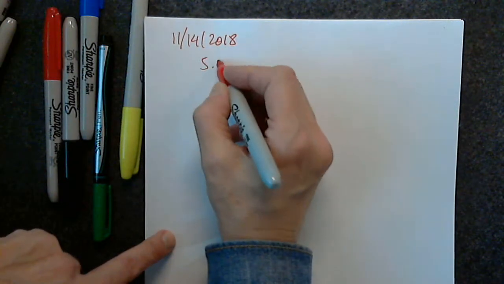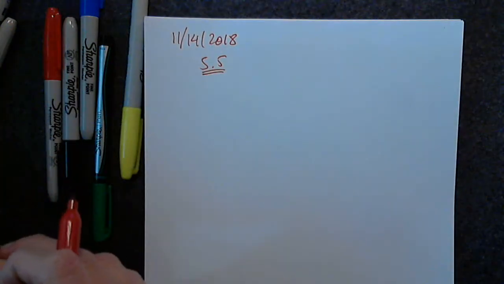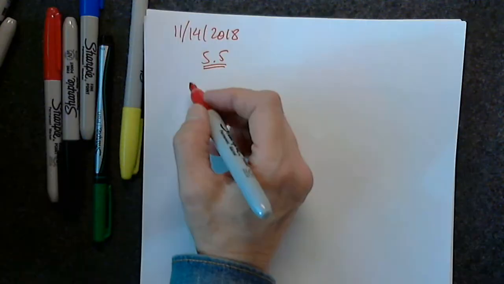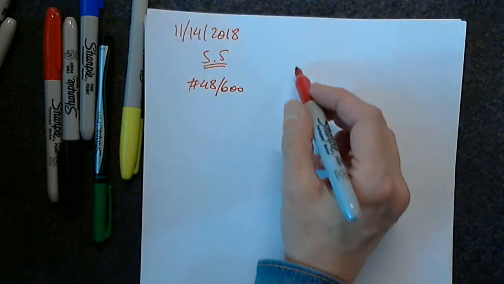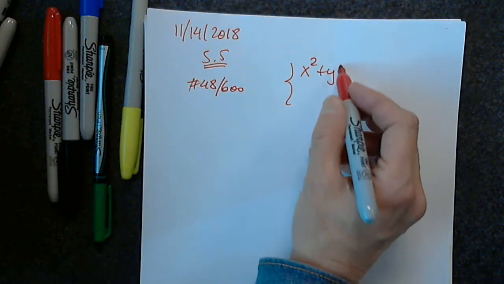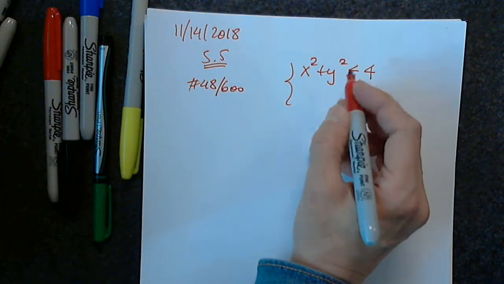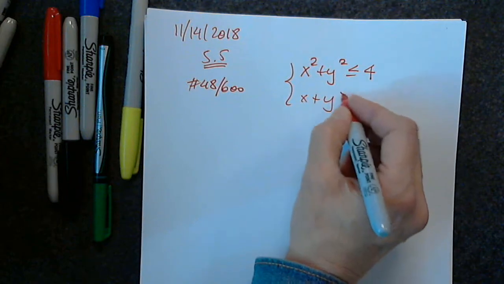Okay. So we are still in 5.5, but this time we are looking at systems of nonlinear inequalities. For example, let's start with 48. On page 600, we are given a system: x squared plus y squared less than or equal to 4, and x plus y greater than 1.